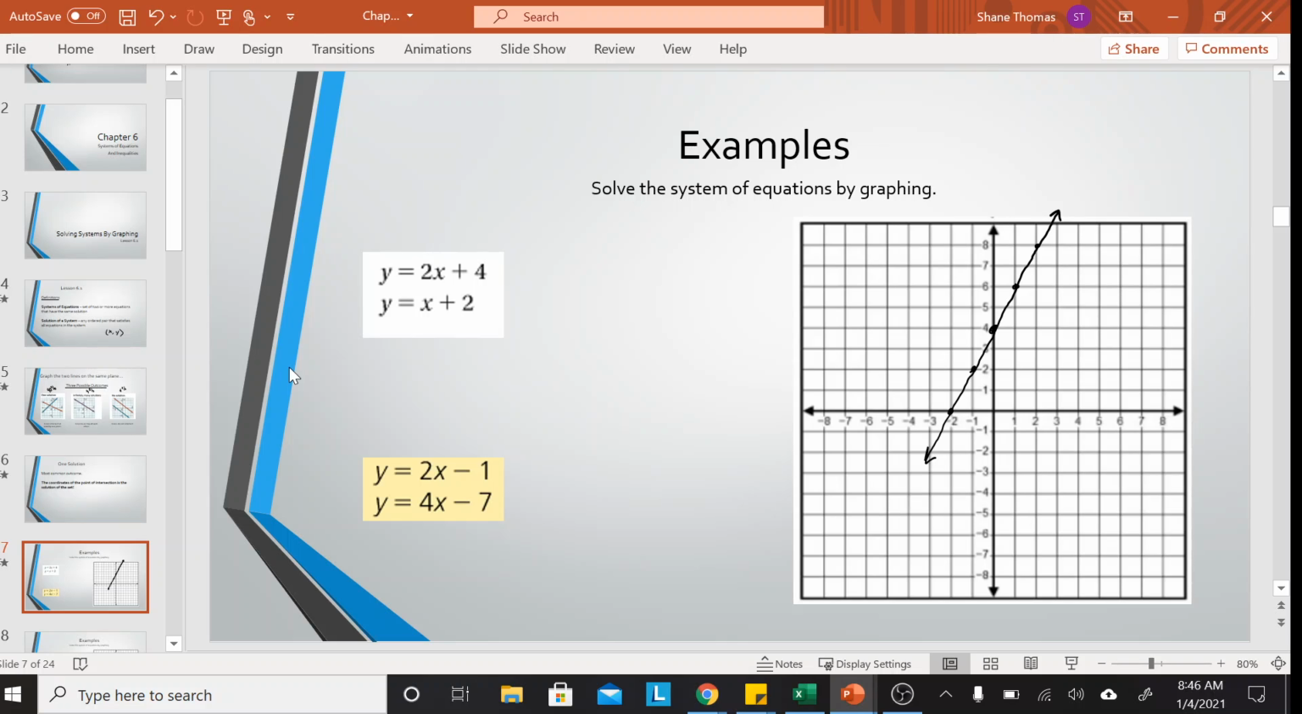Now, second one, y equals x plus 2. So I go up here. Hold on. Why did I start at -1? x plus 2, right here. Okay, up 1 over 1. And I'm going to continue on.